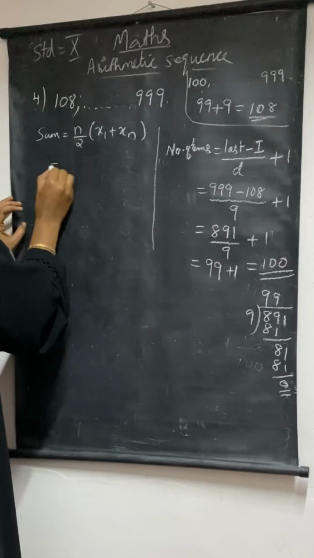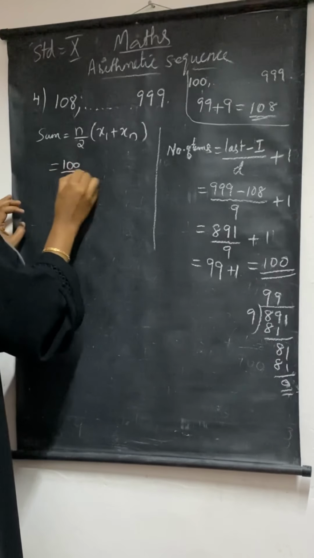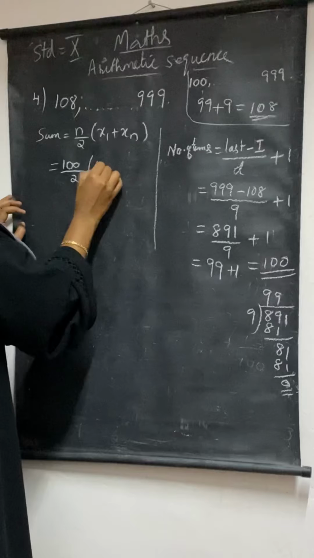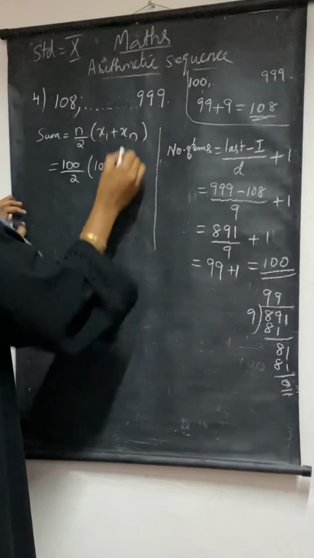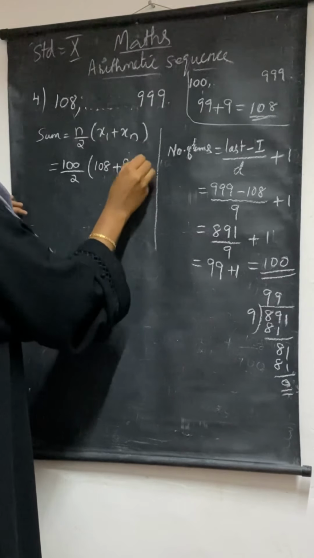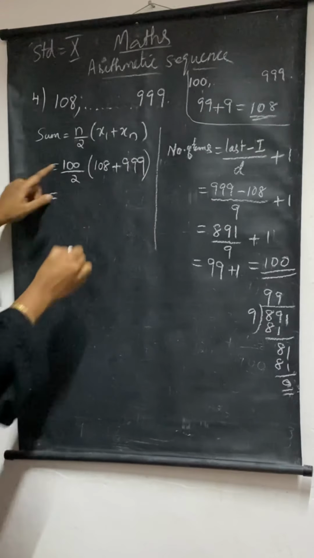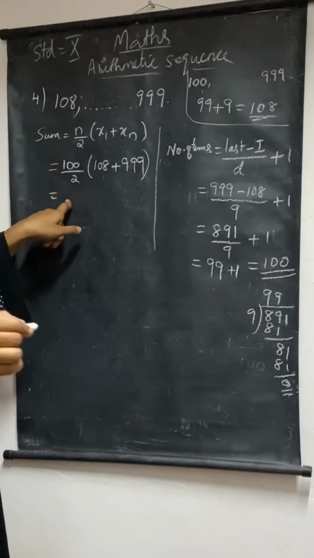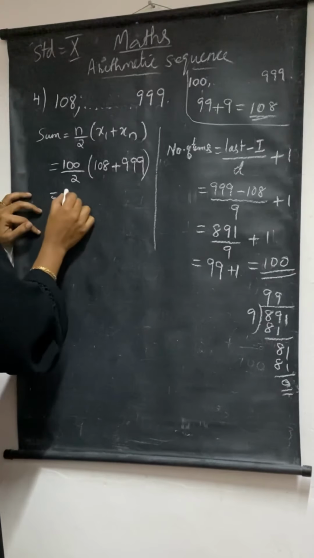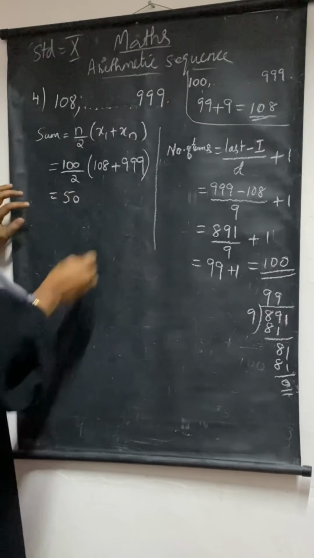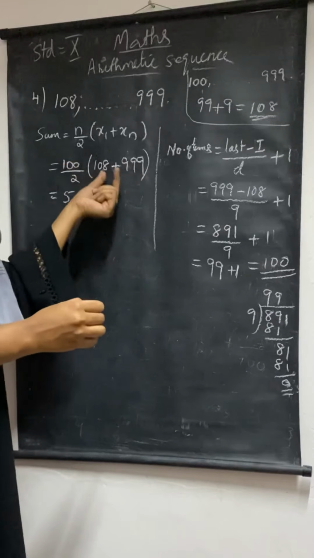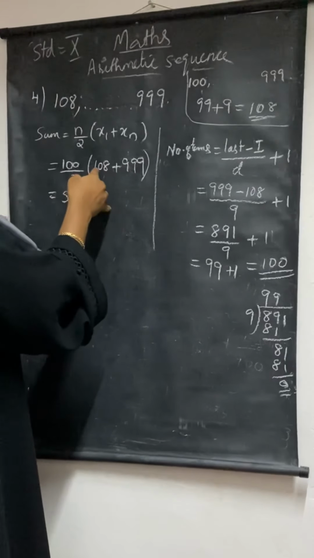Now I am going to substitute here. n is 100, by 2, into x1 108 plus xn 999, meaning first term plus last term. Now this is an even number, so it is divisible. 100 by 2 is 50. Half of 100 is 50. Now you have to add this. How much will you get?